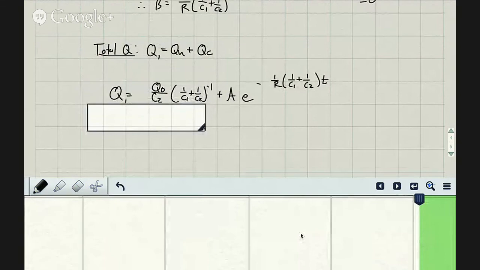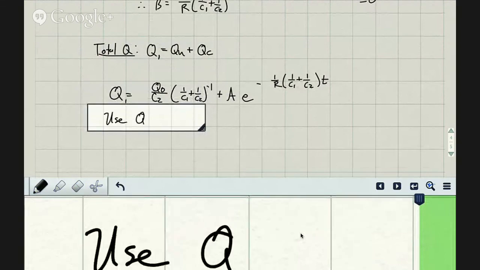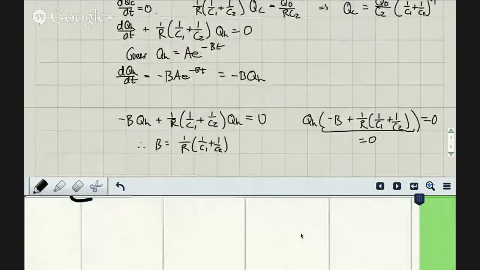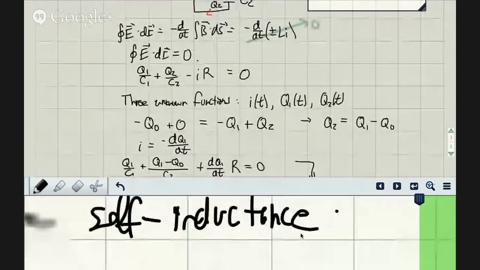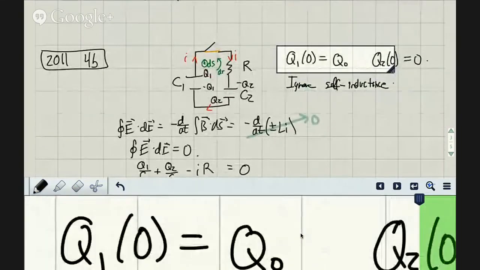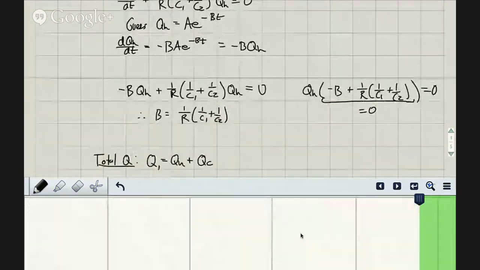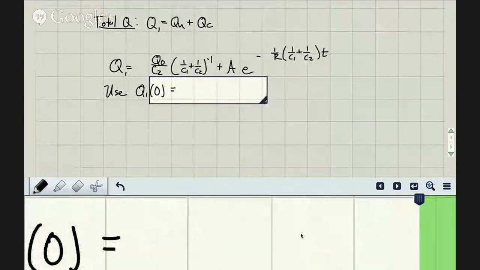Okay. Now use the initial value of Q1 to get A. So the initial value of Q1, let's go all the way back up to where we wrote it. Holy smokes, long problem. It's Q0, okay? And we are definitely ending with this problem. All right. So if you have any general questions, just go ahead and get them in the chat room right now, or any questions on this problem.